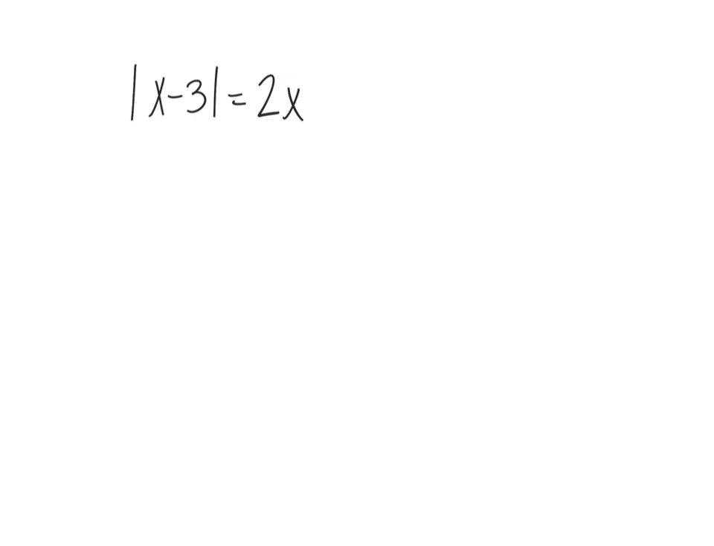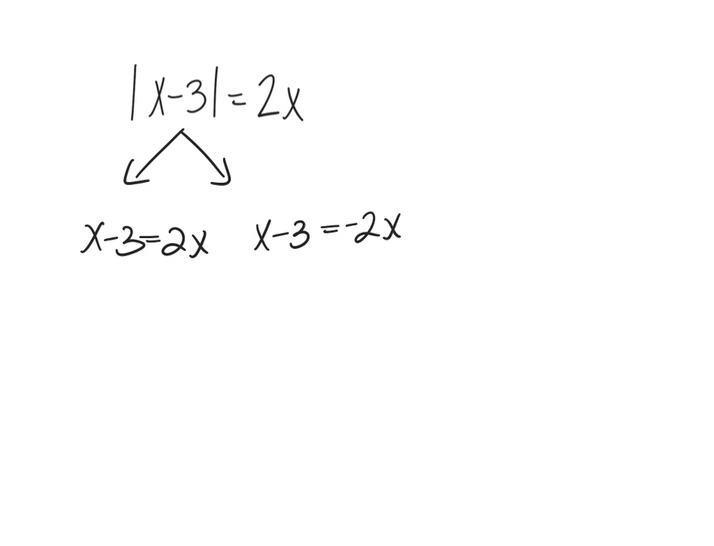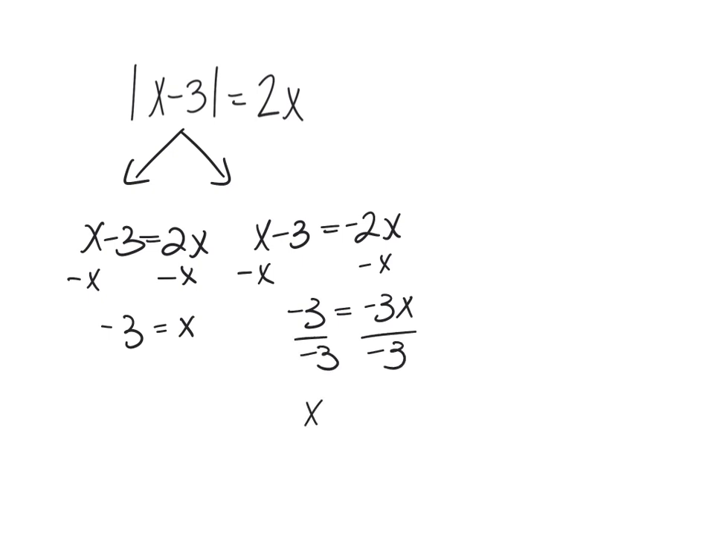So we have our absolute value by itself. So we have x minus 3 is equal to 2x. And our second equation is x minus 3 is equal to negative 2x. And then we're going to solve these. I'm going to subtract the x. So negative 3 is equal to x. And then I'm going to subtract the x on this one as well. So negative 3 is equal to negative 3x. Divide by the negative 3, and x is equal to 1. And then I'll plug them in.